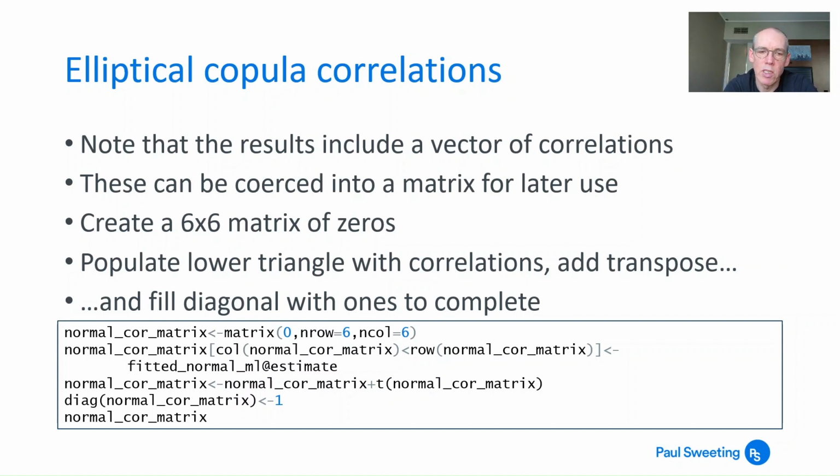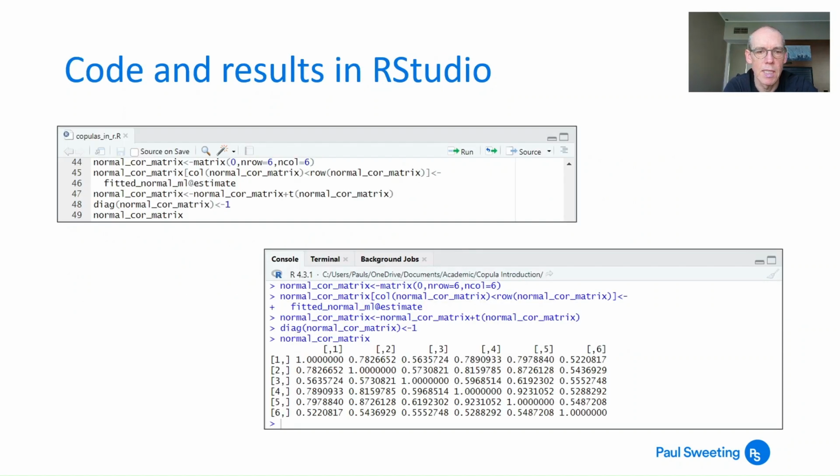And what we can then do is, if we transpose it and add it back to itself, we've added a lower triangular matrix to an upper triangular matrix, we've got a complete correlation matrix. And then the only other thing we need to do is to say, well, what's happening with the diagonals? Well, the diagonals of a correlation matrix are always going to be 1, because the correlation of any variable with itself is 1. And then if we type out normal core matrix, we will see this beautiful, symmetrical, complete correlation matrix. So that's the code at the top left, and in the bottom right you can see what you've got is a correlation matrix. So all that vector of correlations is being coerced into a nice, attractive looking symmetrical correlation matrix.